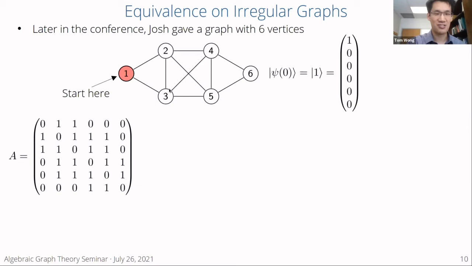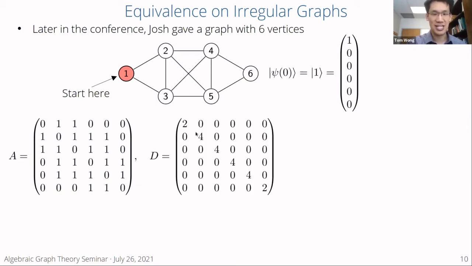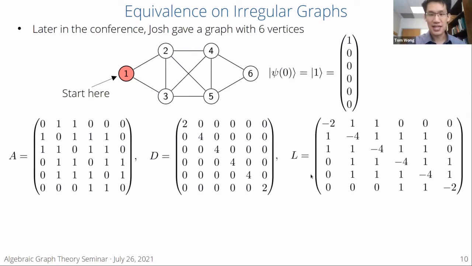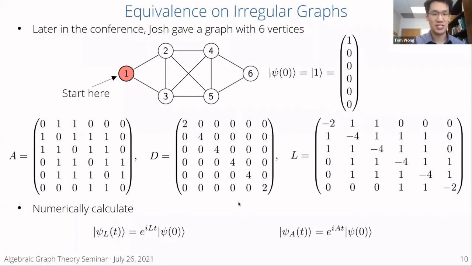The adjacency matrix of this graph you can just write down very easily. Then the degree matrix is just this thing, because vertices 1 and 6 have 2 neighbors and all of the middle vertices have 4 neighbors. If you subtract these, you get the Laplacian. Now I can do a simple matrix exponential times this initial state for the Laplacian walk and for the adjacency walk, numerically, just to double check whether these two walks are indeed equivalent. That's what I went ahead and did in Mathematica.